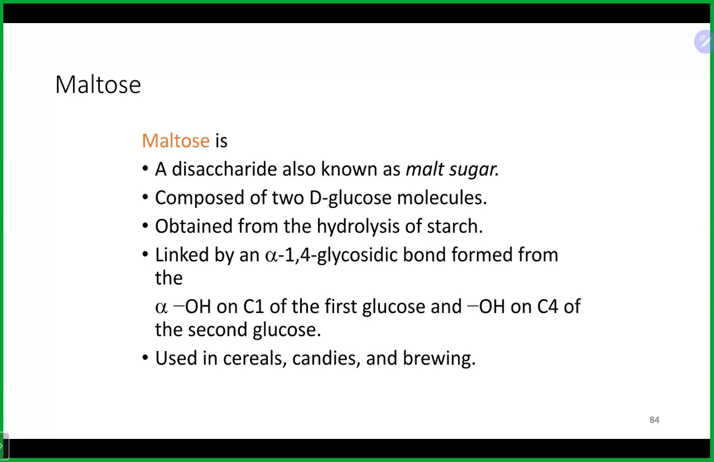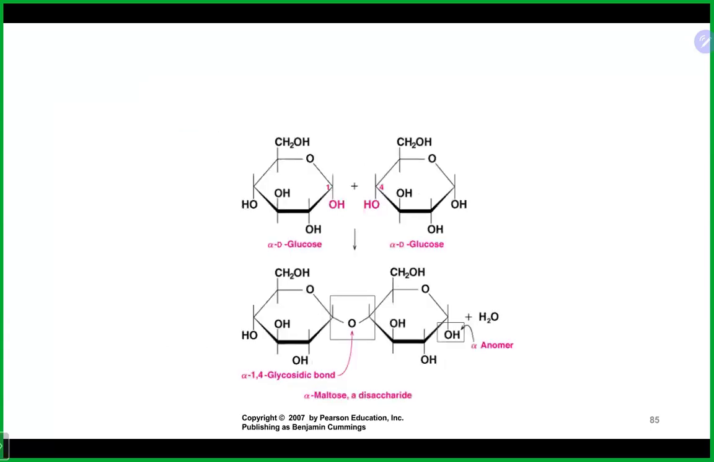It is very descriptive, basically, the alpha and the 1,4. The numbers indicate the carbons where they connect together, and alpha, as we know, means downward. So that is what's happening there. This is what is used in cereals, candy, and brewing. And it does happen in the alpha and beta form of it.